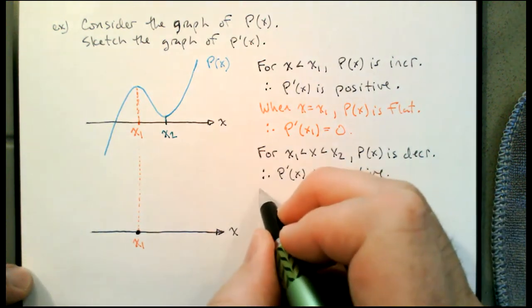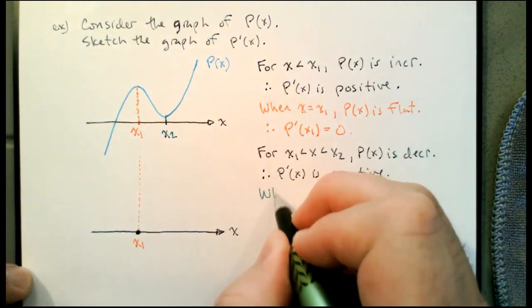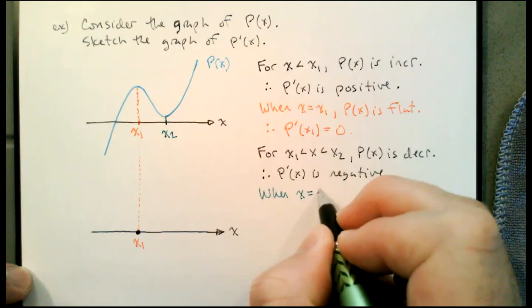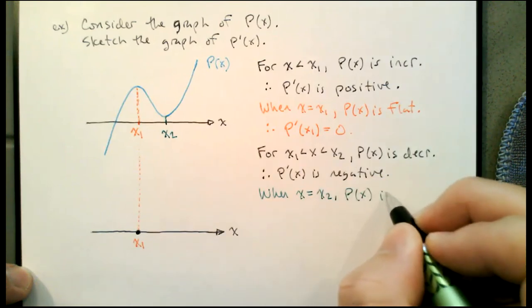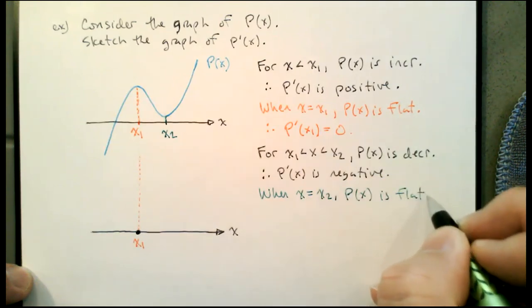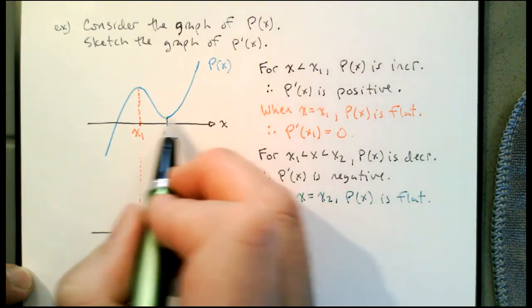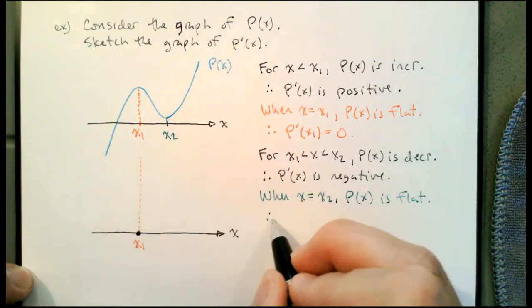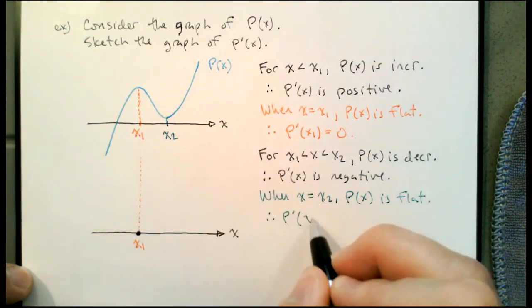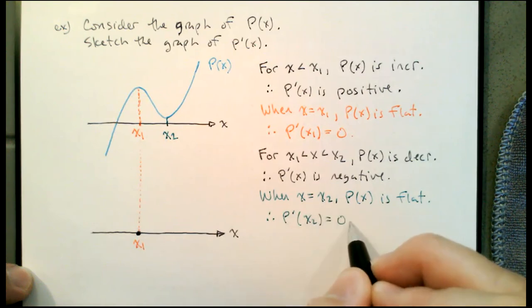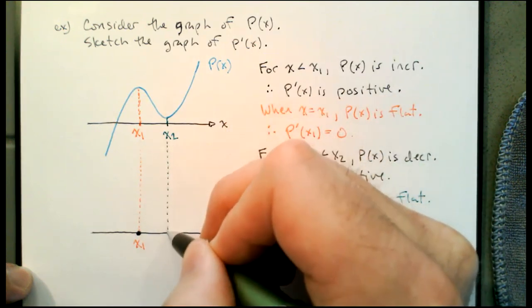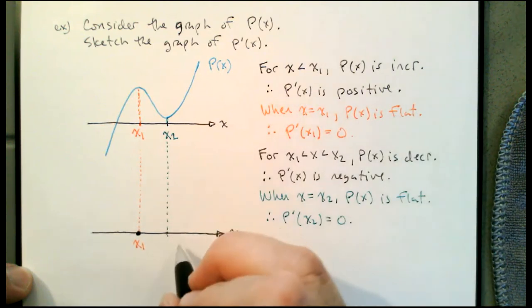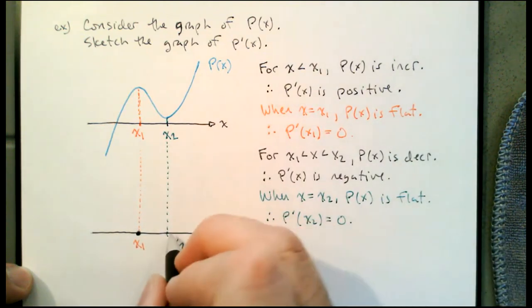Then we're going to note that when x is equal to x2, P of X is flat. We have a horizontal tangent at x2. Therefore, P prime at x2 is equal to 0. So here's another place where I can mark a 0 on my graph of P prime of X.